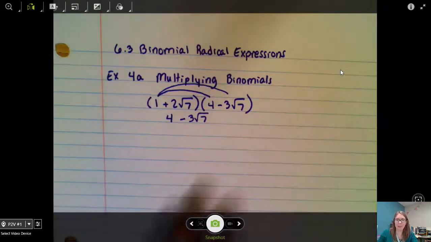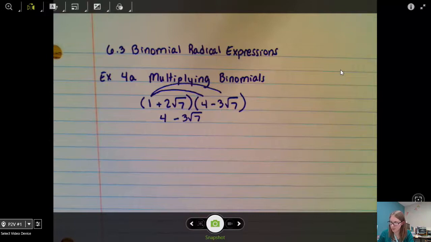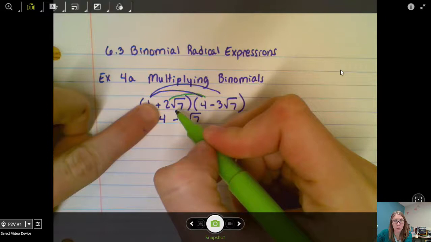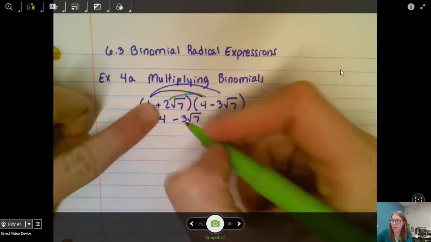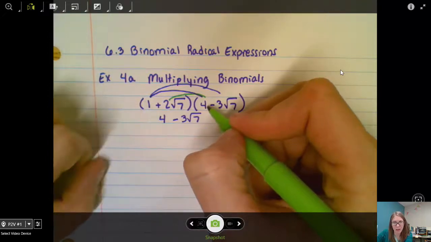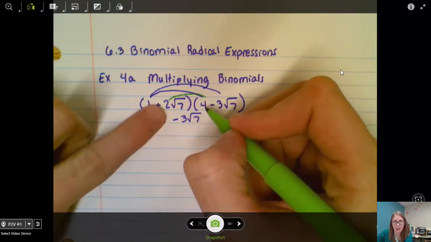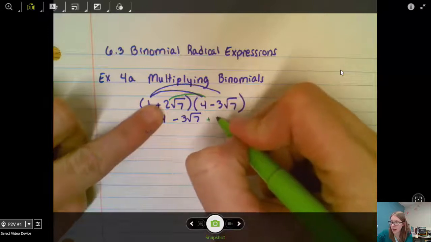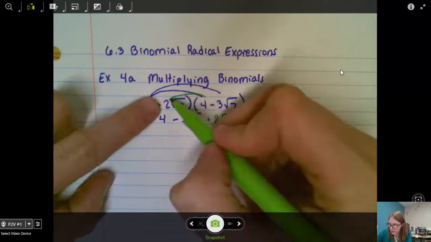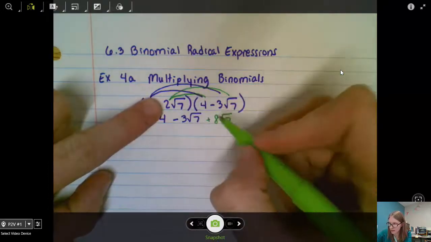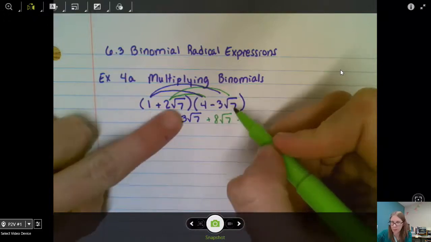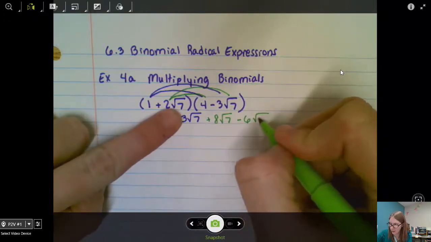Now this next piece is where things get a little trickier. The 2 square root of 7 times 4, just like before we multiply what's underneath the radical and what's in front. Since I don't have a radical here, I just take the 2 times 4 and get 8 square root of 7. This last piece is the trickiest. But again, multiply what's in front. That gives me negative 6. Multiply underneath the square root of 49.